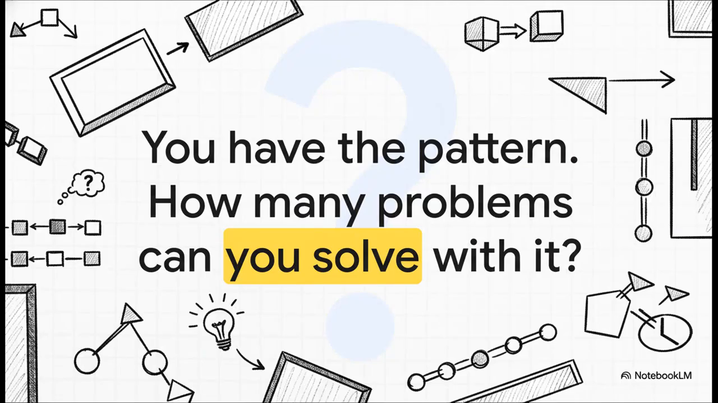Look, at the end of the day, the sliding window isn't just the solution to one single problem. It's a powerful template. So the next time you see a problem asking for some optimal contiguous subarray or substring, you'll know exactly which tool to reach for. The only question left is, how many problems are you going to go solve with it?